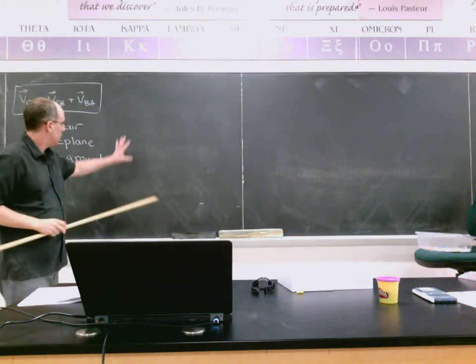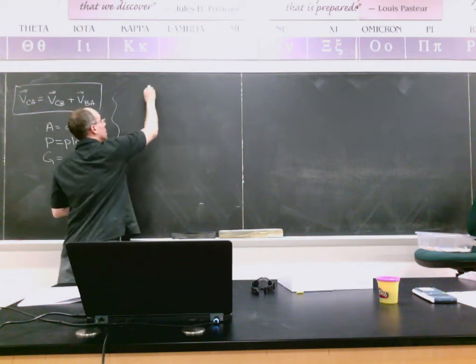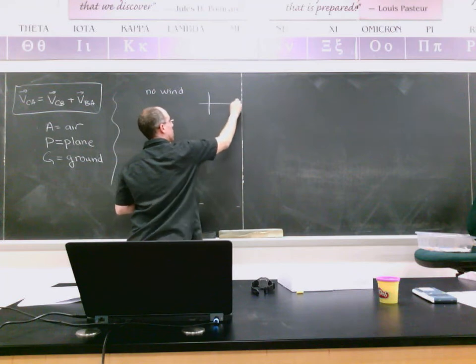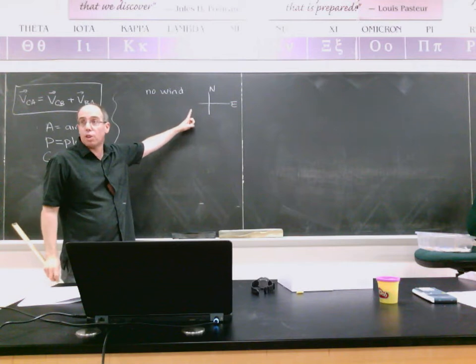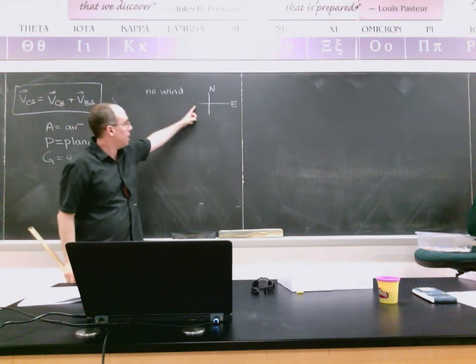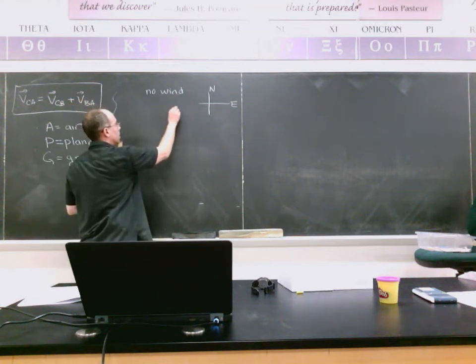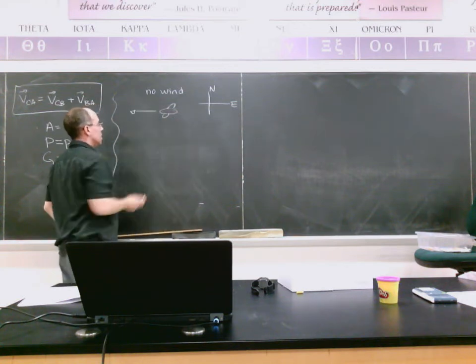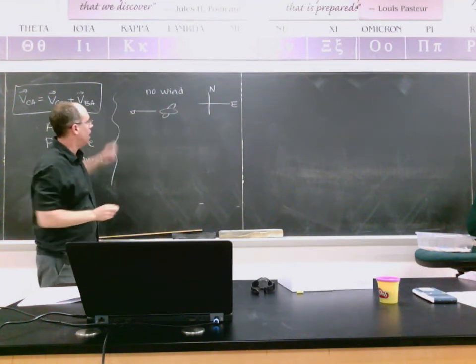Now to start, let's say there is no wind. Now let's have some compass directions here. And let's say the plane wants to fly to the west, which would be leftward on the board according to these compass directions. So the plane just points itself west.